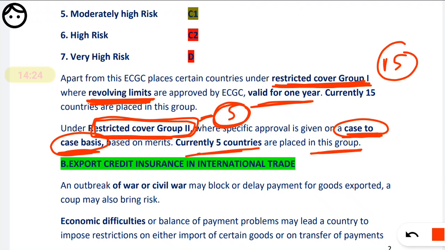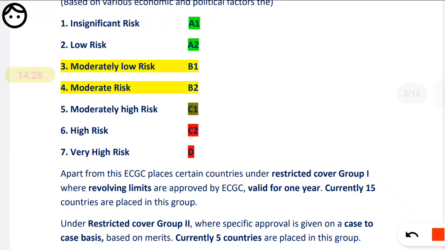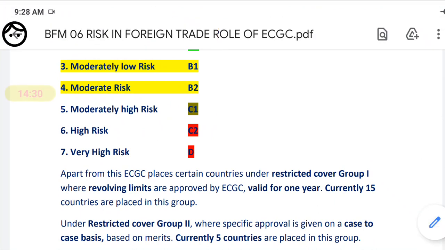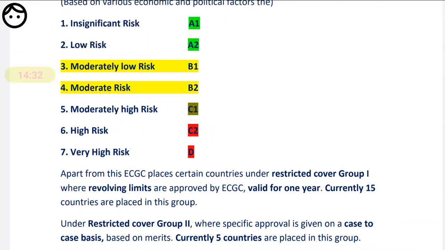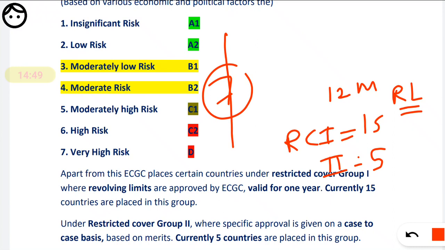So what we have to remember here, which is the most important part of this lecture, is that 7-fold classification. After that, the restricted cover group 1 category has 15 countries, it is for 12 months, that is 1 year, and it is on a revolving limit basis. For category 2 there are 5 countries and it is on a case to case basis. Just remember that.